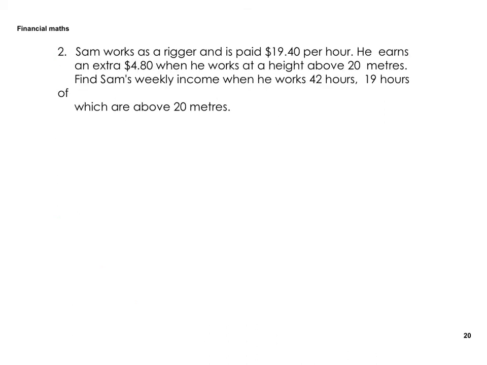All right, let's do one more. So Sam works as a rigger and is paid $19.40 per hour. He earns an extra $4.80 when he works at a height above 20 meters. Find Sam's weekly income when he works 42 hours, 19 of which are above 20 meters. Anyway, now one more thing to fix up. This is $4.80. Let's just add in per hour because he's getting an additional rate, not just an additional $4.80.